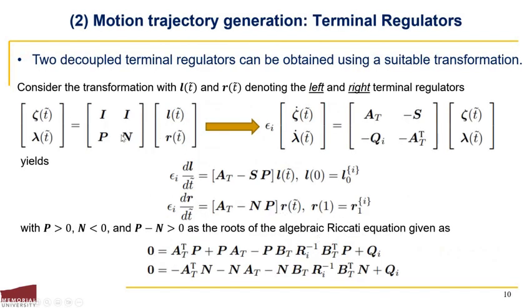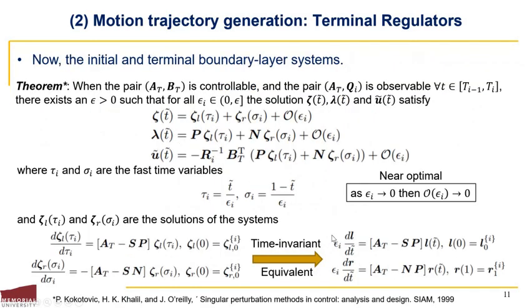Defining the transformation shown here, the coupled boundary equation can be decoupled where the two resulting algebraic Riccati equations can be solved numerically using Schur decomposition algorithm, for example. Those are associated with the needed initial and terminal systems we talked about earlier.